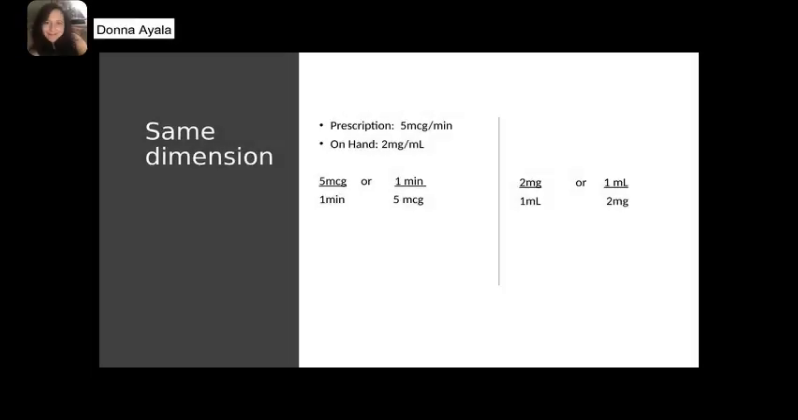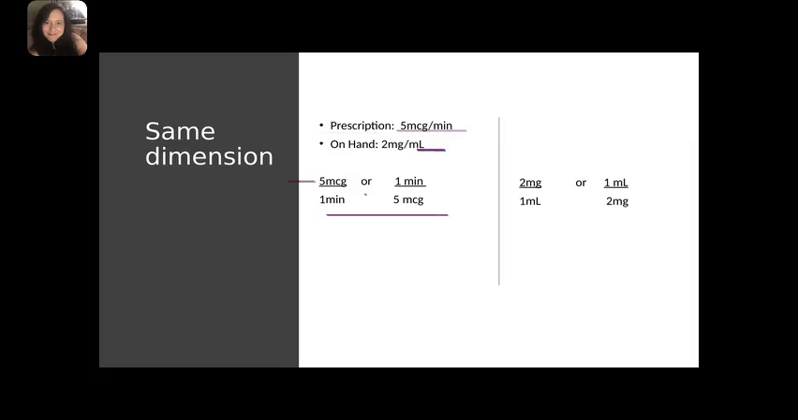So let's take a look at what I mean by same dimension. Same dimension, a principle, is when we are creating this equation. We can look at the prescription and on hand and develop an equation whereby we can represent the prescription as 5 micrograms over 1 minute or 1 minute over 5 micrograms. So either of these are correct.